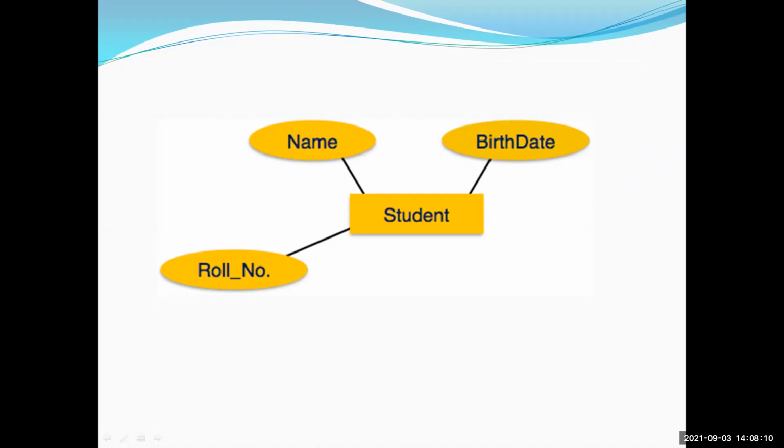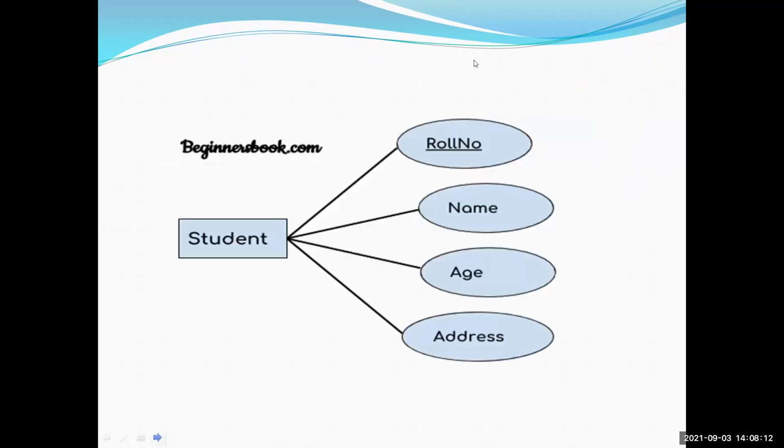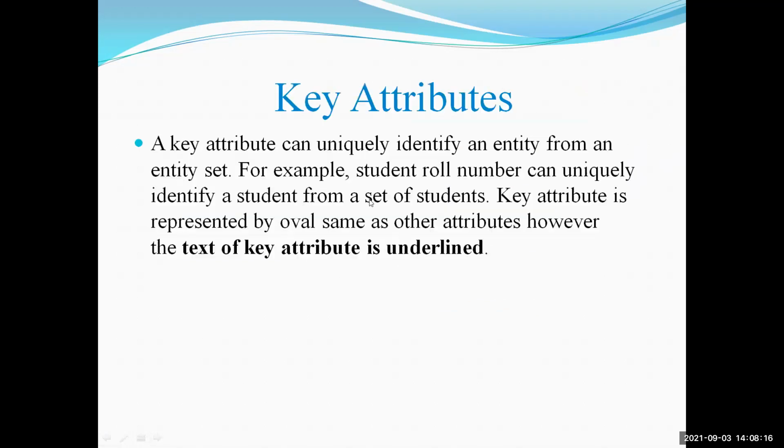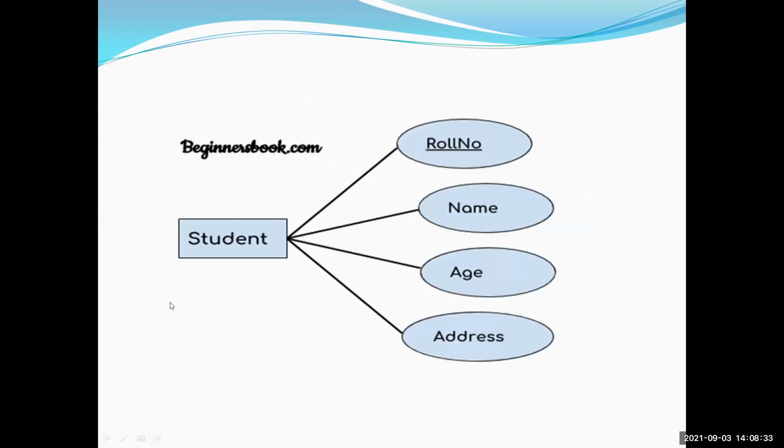Now, your key attribute is uniquely identifying entities from an entity set. For example, student roll number can be uniquely identified. So how we will identify this particular key, this particular attribute is a key attribute. We will just underline it. ठीक है, ऐसे करके इसको हम underline करेंगे. तो ये हमारा बन जाएगा student attribute.